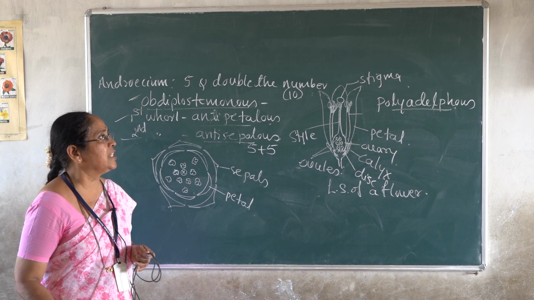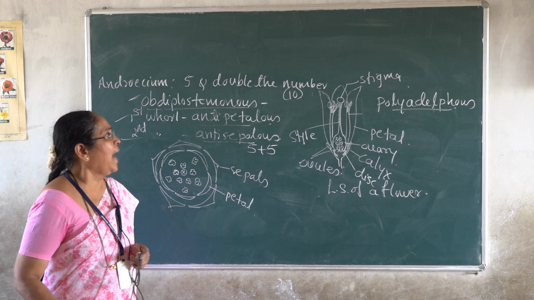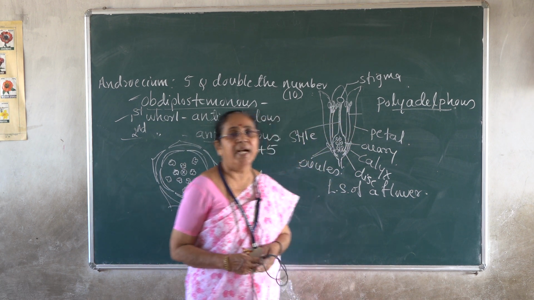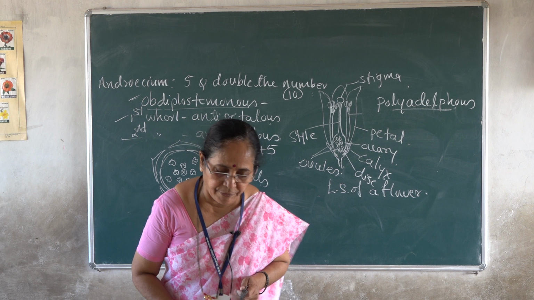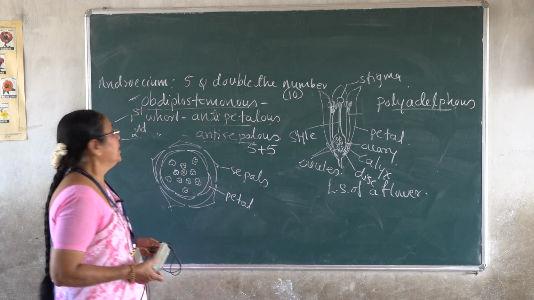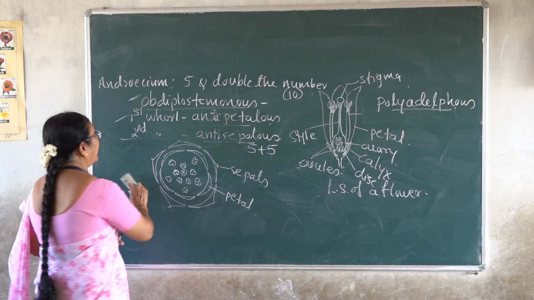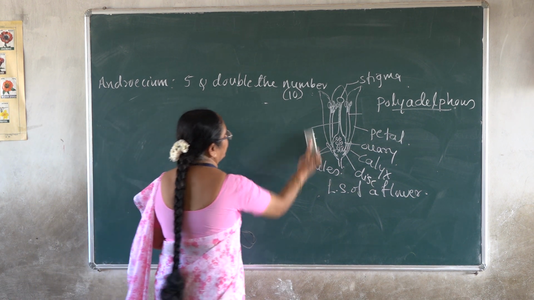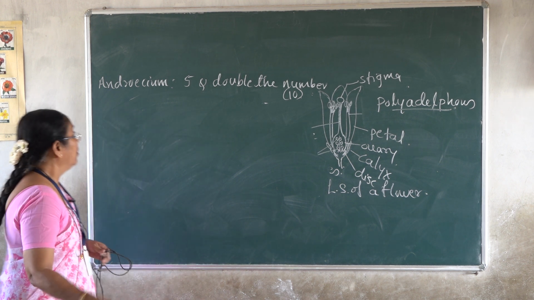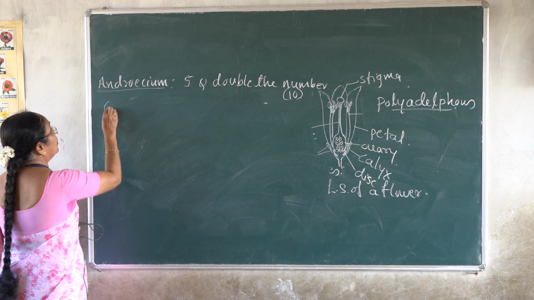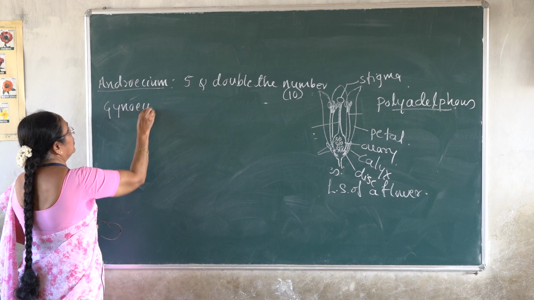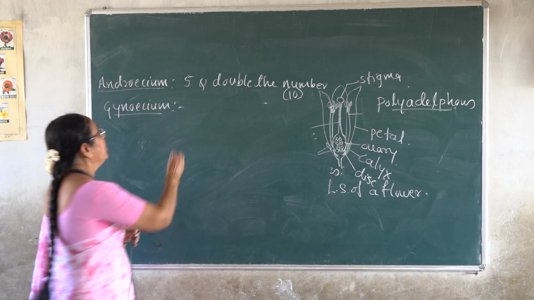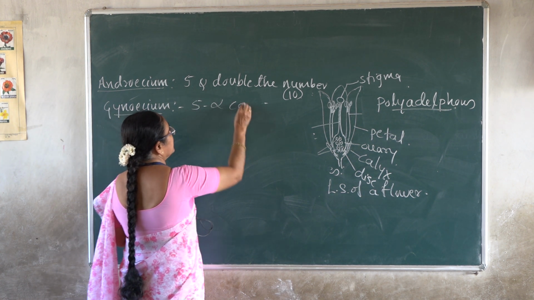Some plants are characterized by polyadelphous condition. The anthers are two-sided, they are base-fixed in nature. Each anther is base-fixed, two-sided with longitudinal dehiscence, which is the feature of the androecium in the members of this family. Now the gynoecium. The gynoecium consists of 5 to many number of carpels.